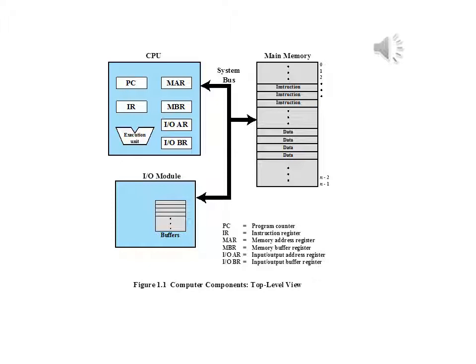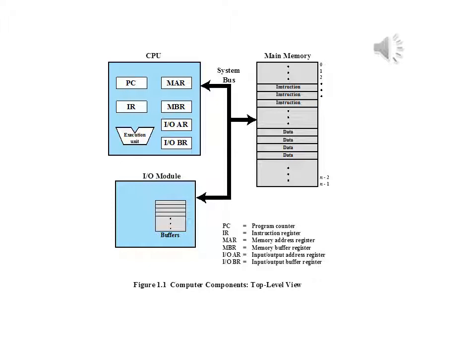One of the processor's functions is to exchange data with memory. For this purpose, it typically makes use of two registers within the processor: a memory address register, which specifies the address in memory for the next read or write, and a memory buffer register, which contains the data to be written into memory or which receives the data read from memory.